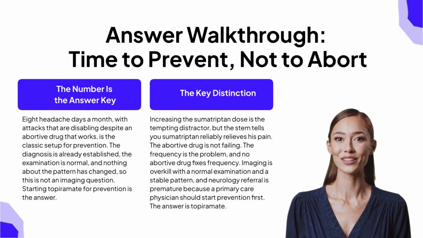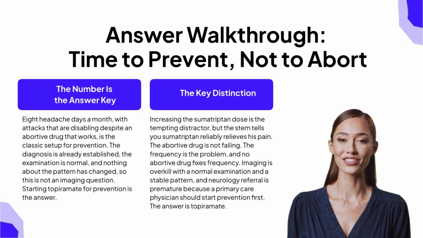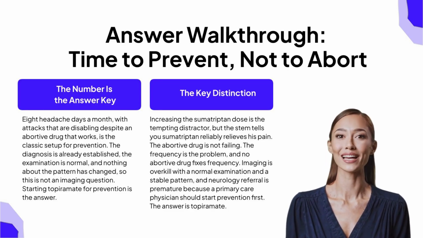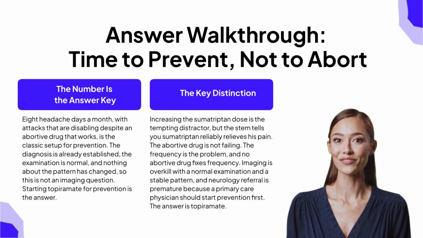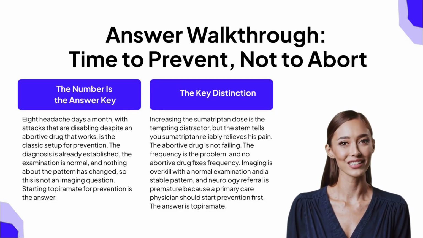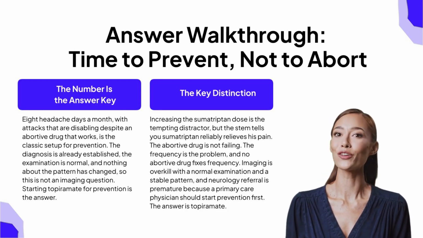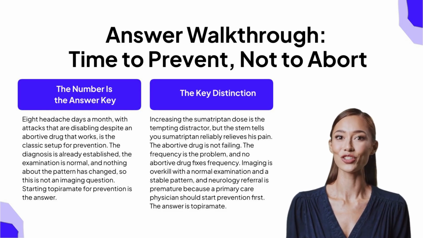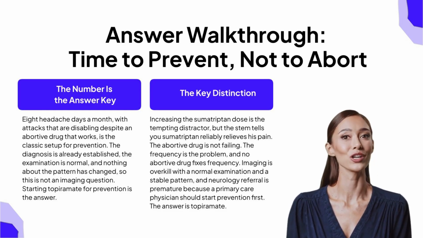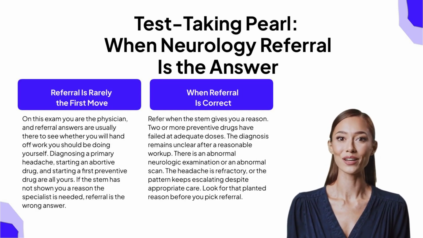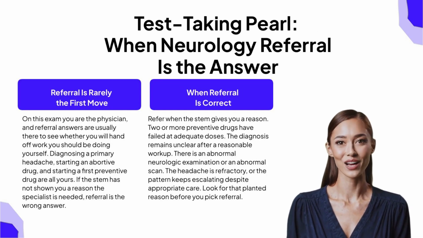Now the key distinction. Increasing the sumatriptan dose is the tempting distractor, and this detail decides it. The stem tells you sumatriptan reliably relieves his pain. The abortive drug is not failing. Frequency is the problem, and no abortive drug fixes frequency. When a stem goes out of its way to tell you a treatment works, it is closing that door for you. Neurology referral is premature because starting a first preventive drug is squarely your job. The answer is topiramate.